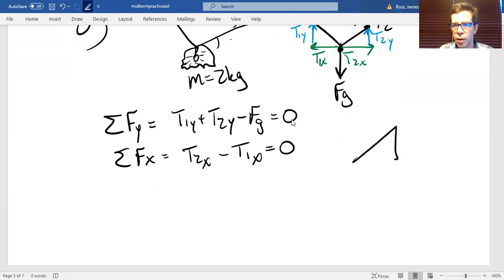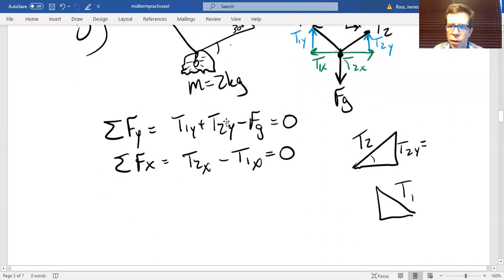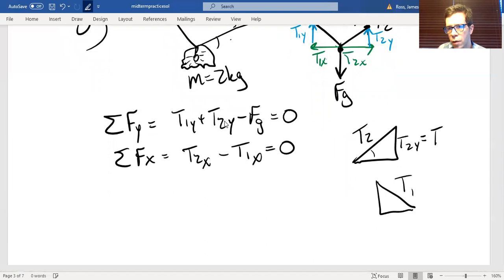So we need to do our trig. If we look at T2 and we look at T1, T2Y is going to be, what angle's on that side? The 30 degree. T2 sine 30. And T2X is going to be T2 cosine 30. I'd say the one thing to be careful with this type of problem is whether you're given the angle from the vertical or from the horizontal. Since we said it's to the ceiling on this, that means it's from the horizontal. So there's no trickiness in the trig.